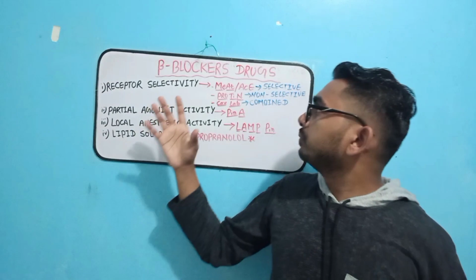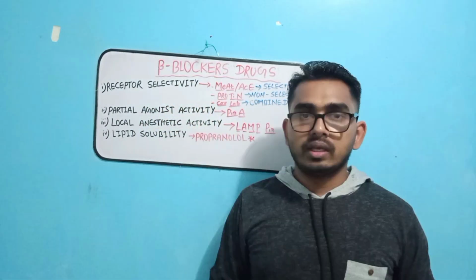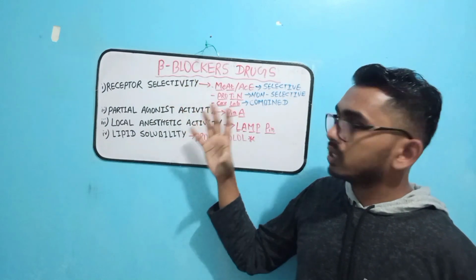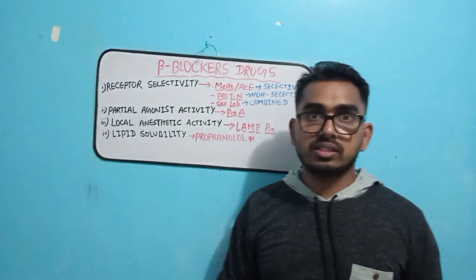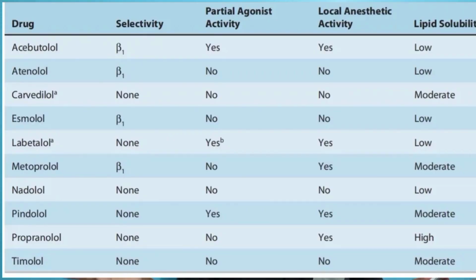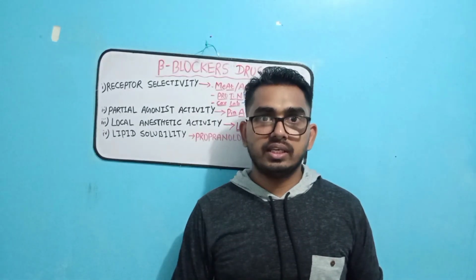So we finished all beta blocker drugs with mnemonics, and in the next video I will explain how these drugs work in angina and congestive heart failure patients. By using these mnemonics we can easily memorize these tables, and these tables are very helpful for our exam purpose.